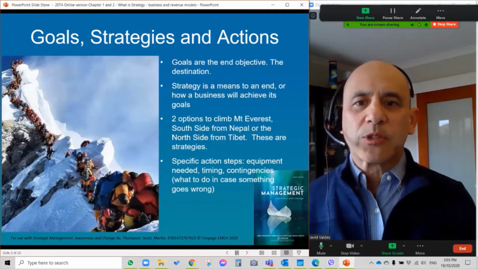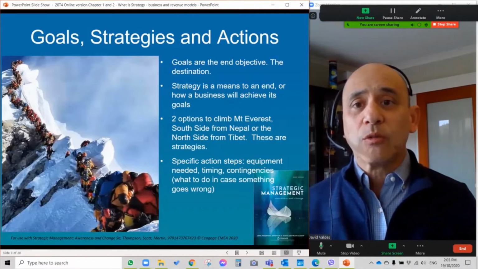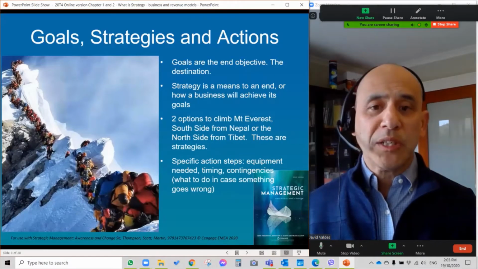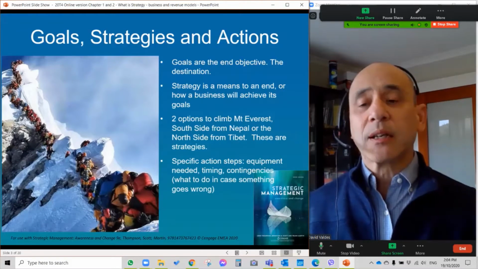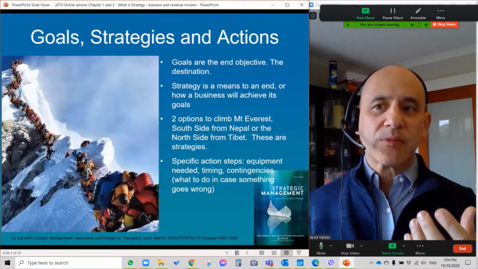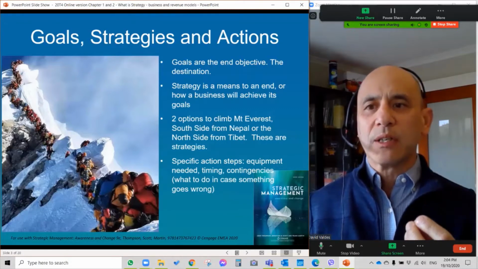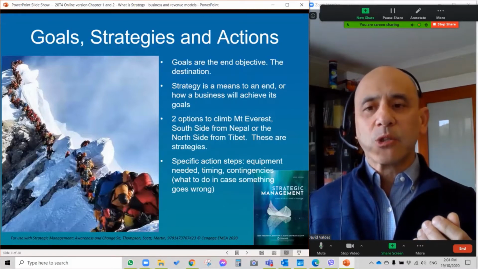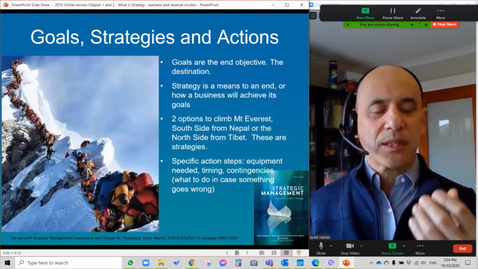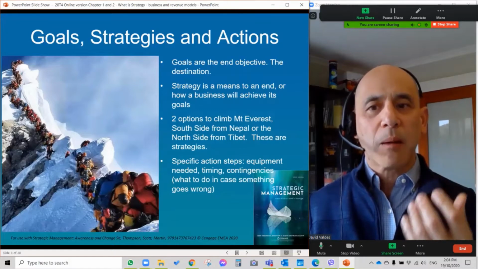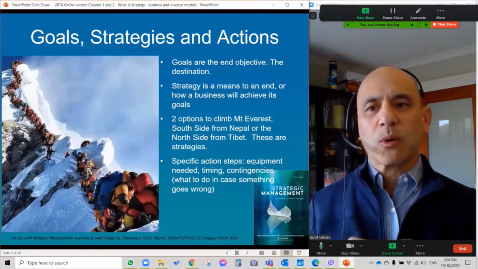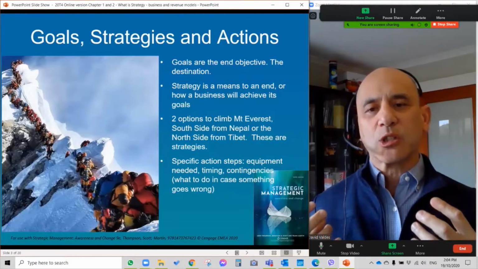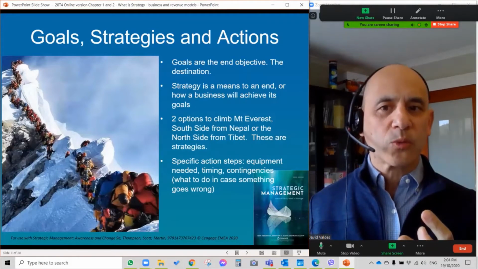So action steps are the details of how we're going to be achieving this goal. So things like, what equipment do we need? When do we start climbing? What happens if something goes wrong? What happens if the weather doesn't turn out to be very good? What are we going to do about that? That's what we mean by a contingency. In case something goes wrong, we have a backup plan. So all of these are what we call action steps. Again, these are more detailed discussions on the general options, which are the strategies.